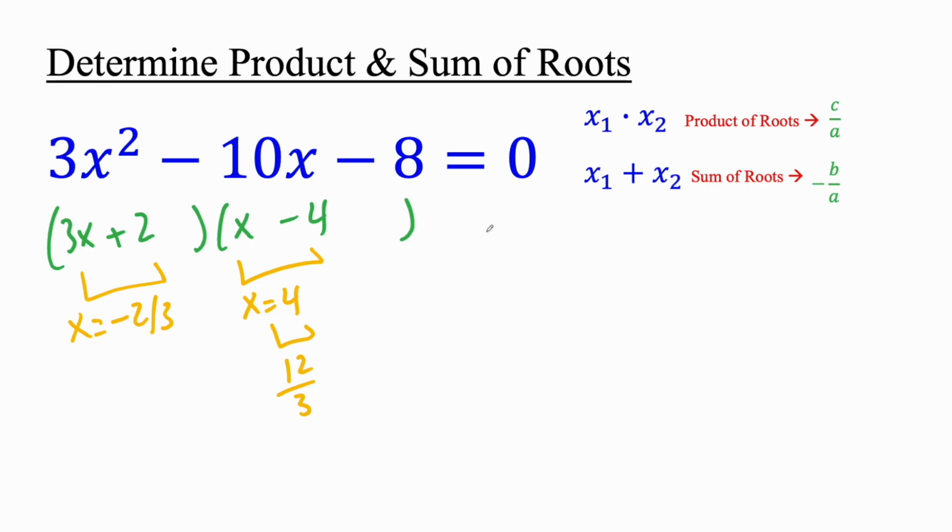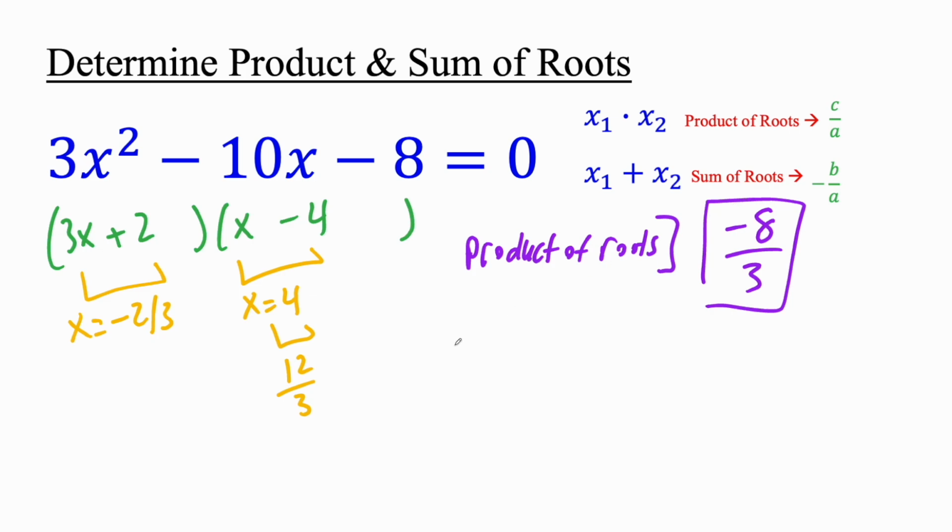But again, the purpose of this video is to use the shortcut. So product of roots, so c divided by a, c is negative 8 divided by 3, so we get negative 8 divided by 3. Then we'll do sum of roots. So it says negative b divided by a, and b is negative 10, so negative negative 10 is going to give us a positive 10 divided by a is 3, so we get 10 divided by 3.